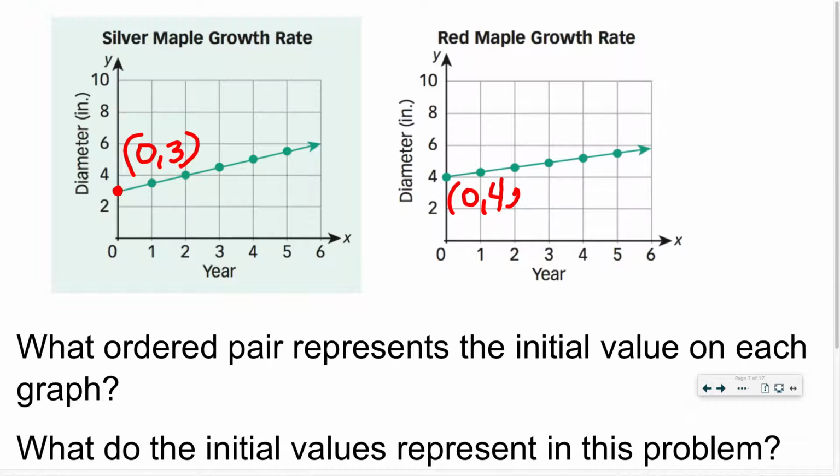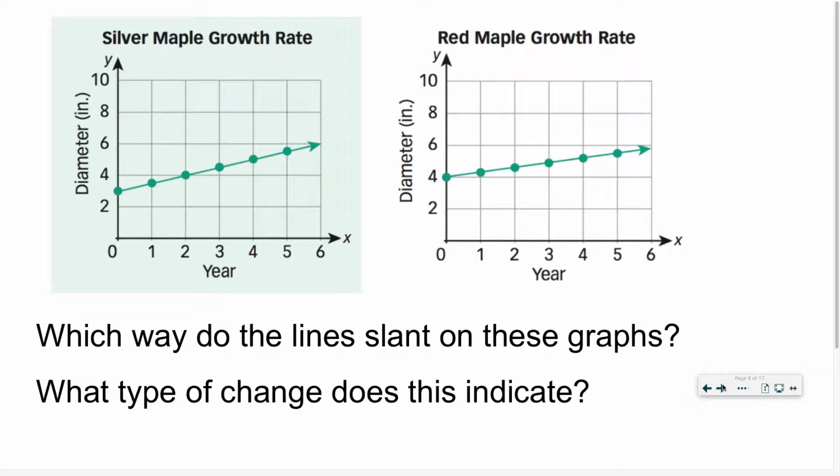What was the diameter when the tree first started? Yeah, when we first started the study, how wide were the diameters? Like how big were the trees? Perfect. How do these lines move, just by looking at them? They're moving up, meaning the lines are increasing. Why are the lines increasing here?